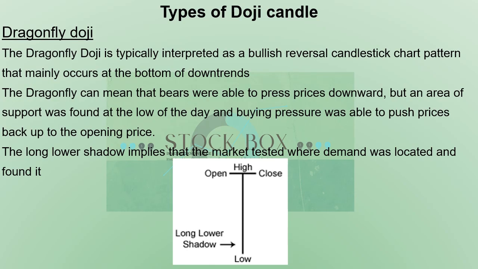On the diagram, you can see the opening price was pushed down and found a support at the low of the day and was pushed back by the buyers to the opening price itself. That simply means the buyers are in control after the price was pushed down. So that represents a dragonfly doji.